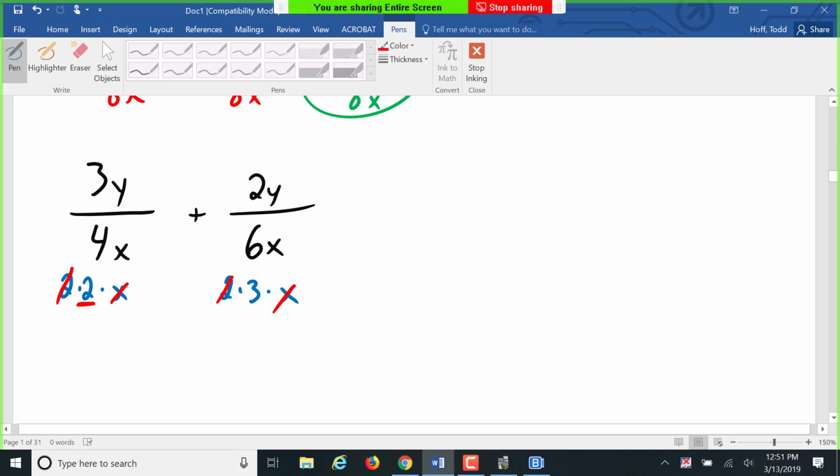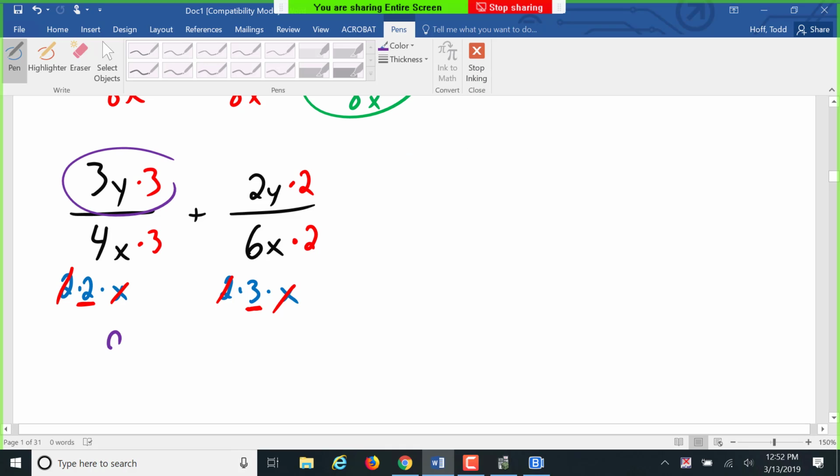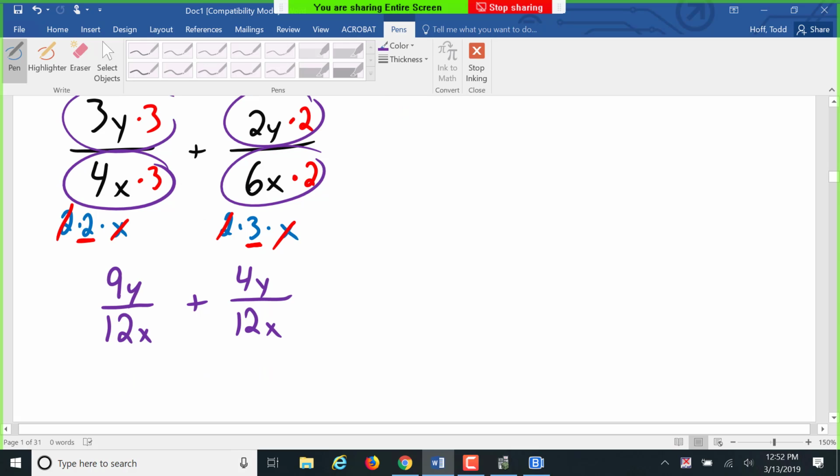This one has an extra 2, so I need to multiply this one by 2. This one has an extra 3, so I need to multiply the first fraction by 3 in the numerator and denominator. So this is going to become 9y over 12x plus, this is going to become 2y times 2 is 4y, 6x times 2 is 12x. We now have a common denominator.